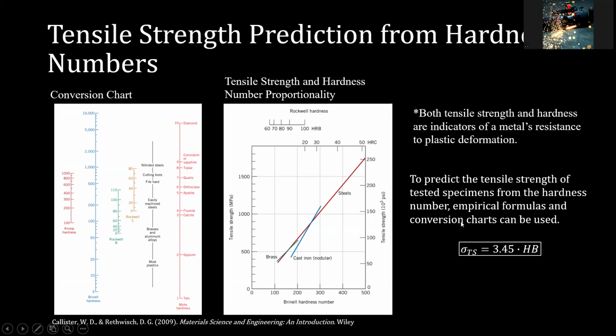This formula here is showing that the tensile strength is the product of the constant 3.45 and the hardness number in the Brinell scale. And from this equation, we know that the tensile strength is proportional to the Brinell hardness number.